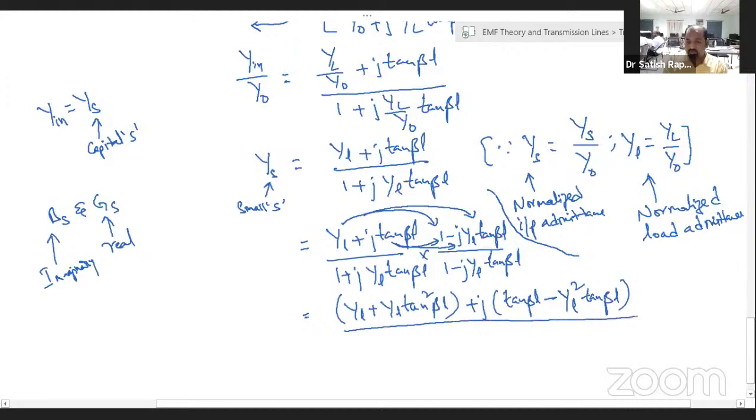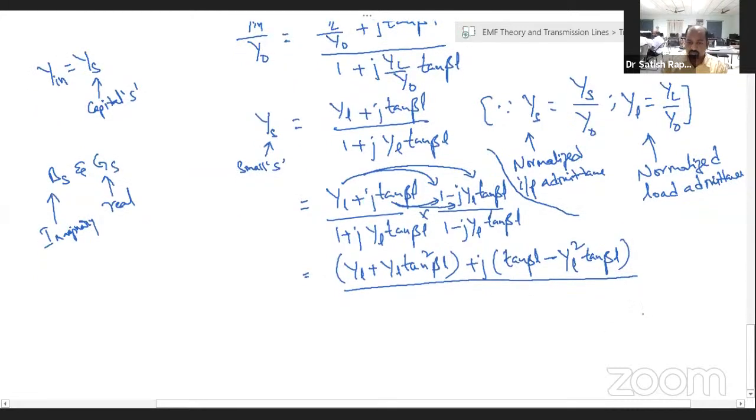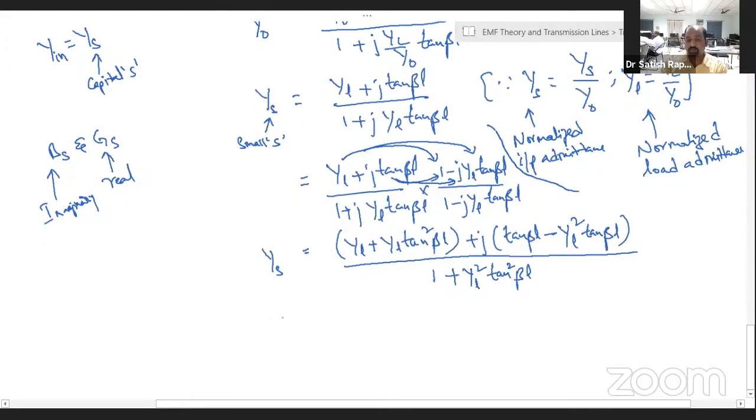Am I right? Please correct me if I am wrong. Right? Real part and imaginary. I am separating the real part and imaginary part. In the denominator, A square minus B square. So B square, in the sense, J square, J square is minus 1. And YL square tan square beta L. So this is YS. Am I right? Please correct me if I'm wrong.